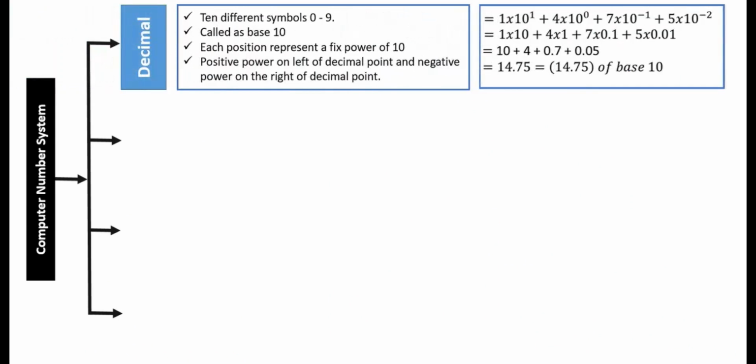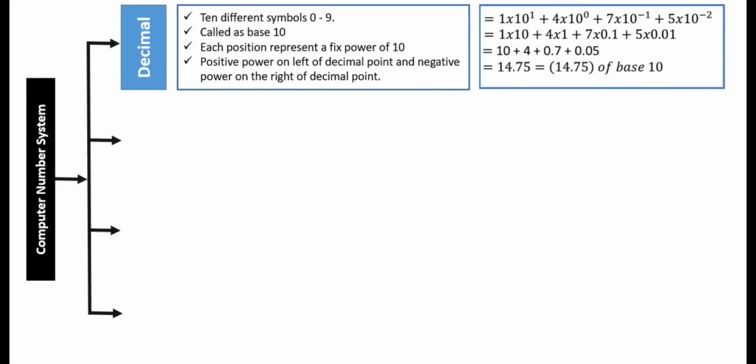Now let's understand the computer number system, that means the number system that is used in digital computers. Basically there are four types of numbers that are used in computers. Very first is decimal number. We all are familiar with this because we use it in our daily life. It contains 10 different symbols, from digit 0 to 9. Since there are 10 different symbols, it is called base 10 number.